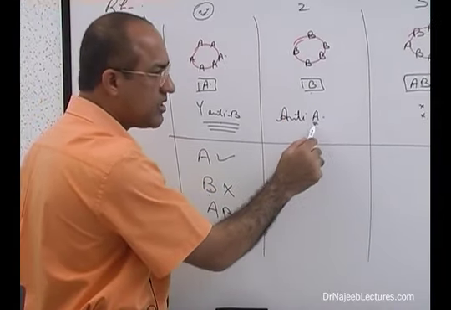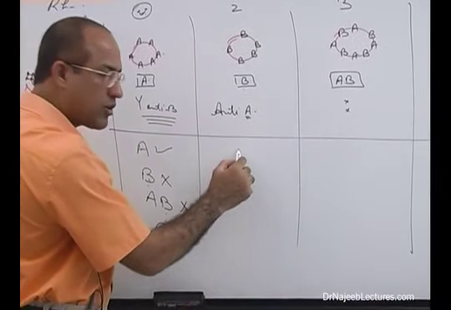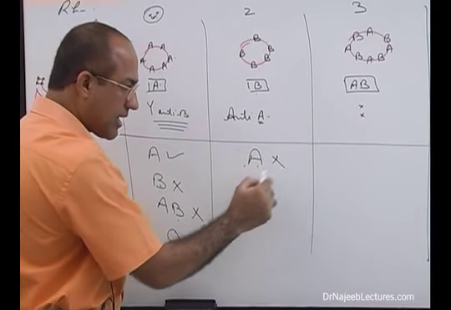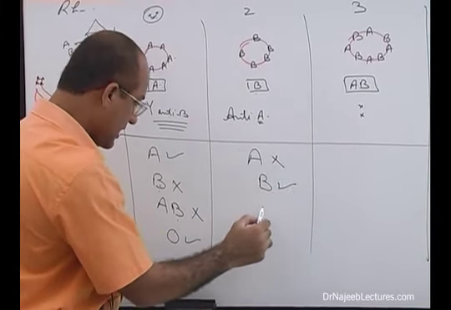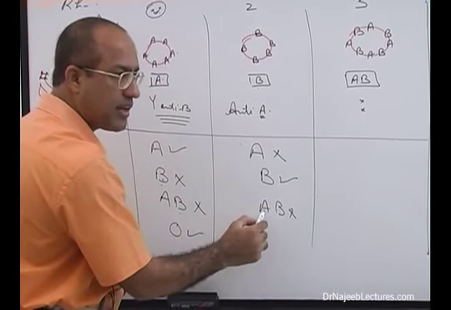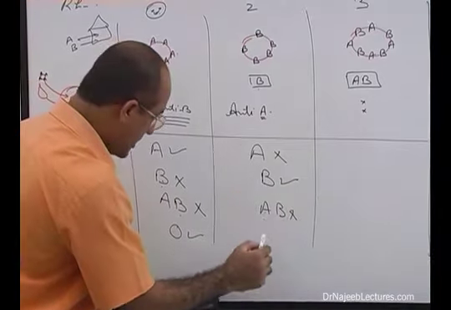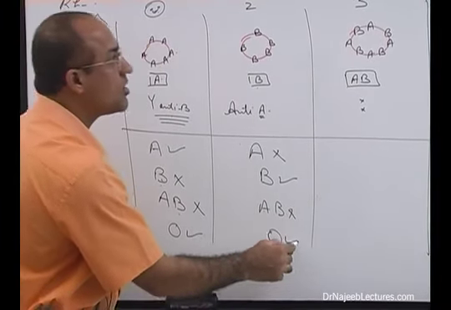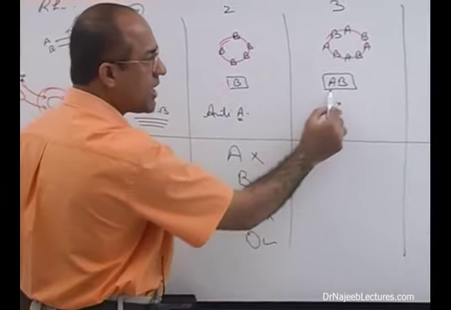Now we come to the person who has blood group B. He has which antibody? Anti-A. Can he get blood group A? No. Can he get blood group B? Yes. Can he get AB? No, because anti-A will destroy the A antigen RBCs. And can he get O? Yes. Now we come to the person with blood group AB.